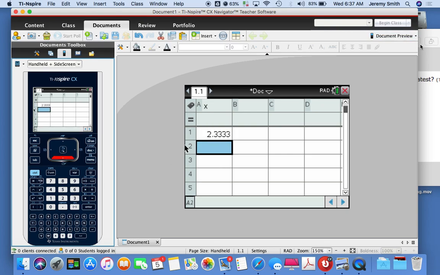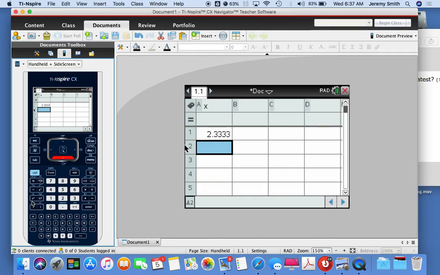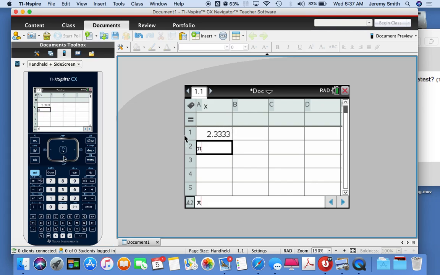All right. The next one is the pi symbol. To get that pi symbol, we want to press this button down here. And that gives me my pi symbol.